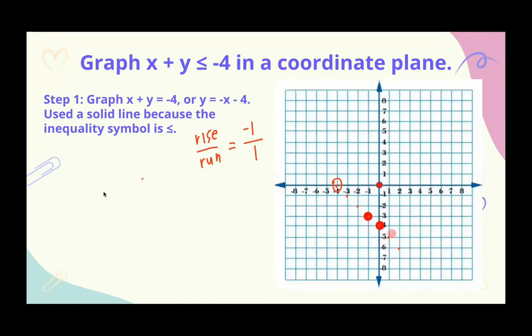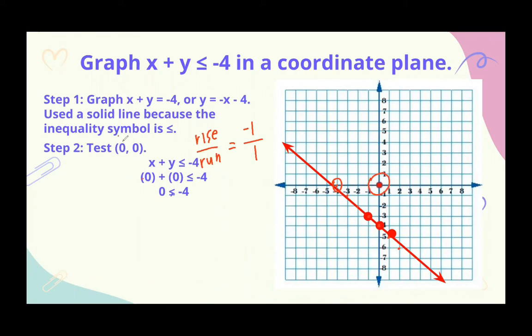And that is how my line will look. Now that we've drawn our line, we can go ahead and test a point to see what side we're going to shade. I'm going to use 0, 0 since it does not fall on the boundary line. So I'll plug in 0 for x and 0 for y. That would give you 0 plus 0 is less than or equal to -4. That would just simplify to 0 is less than or equal to -4. That isn't true, so we know that 0 is not a solution of the inequality.